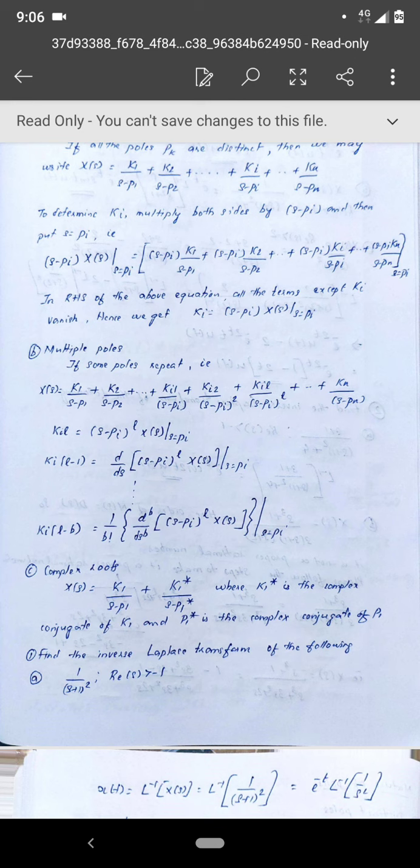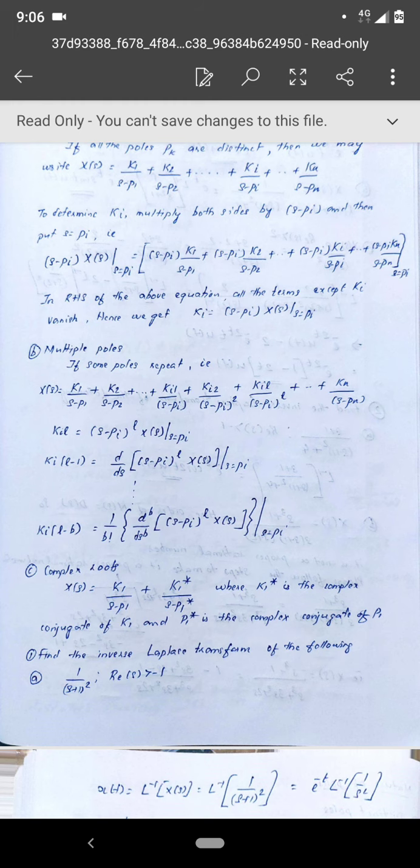So what is kil? First we have to find kil. You just follow the steps we explained earlier: multiply both sides of the function by (s - pi)^l, and then put s = pi there. So X(s) multiplied with (s - pi)^l, then you substitute s = pi, and you can find the value of kil. Since pi is the repeated pole, you have other terms also, which have residues ki2 and ki1. So how do you find those? The term k_i(l-1) will be found as follows.